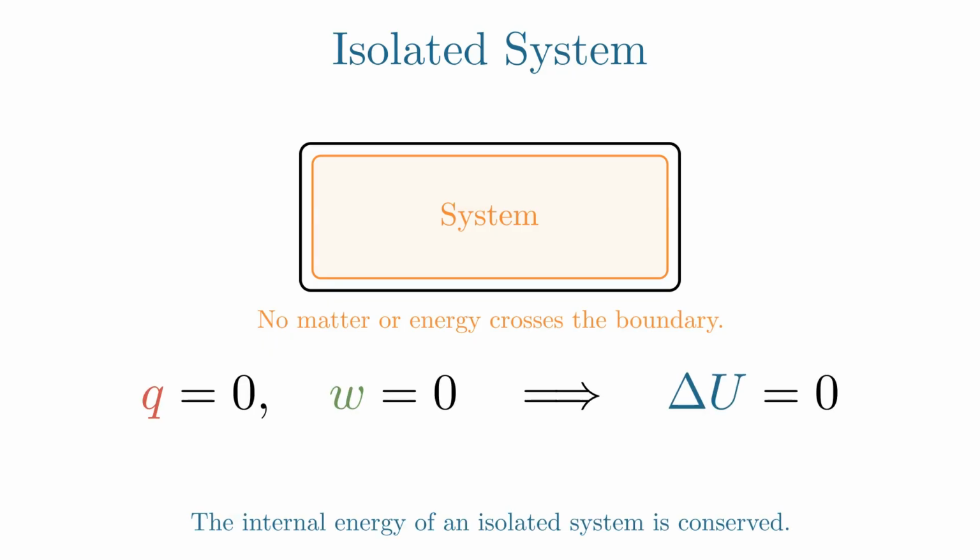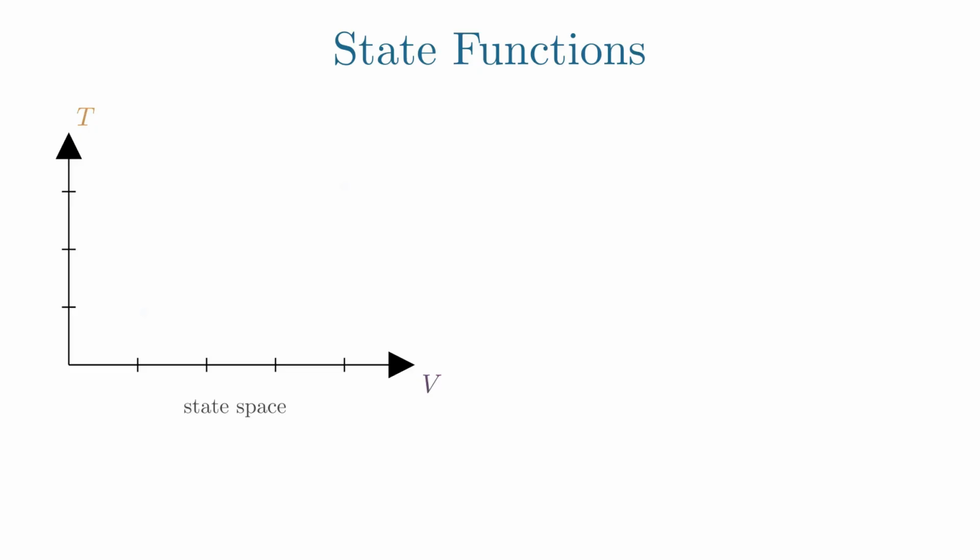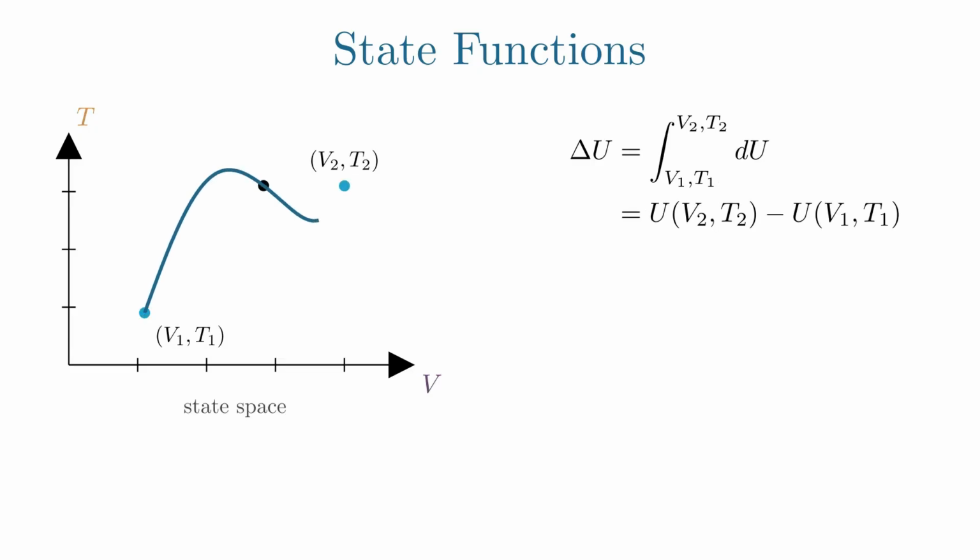We now consider some important properties of the internal energy U. First, U is a state function, or a function of state. Its value depends only on the state of a system. For a system with a fixed amount of matter, we may write, for example, U as a function of V and T. Each state V and T can be represented as a point in a two-dimensional state space, and U assigns a value to every point.